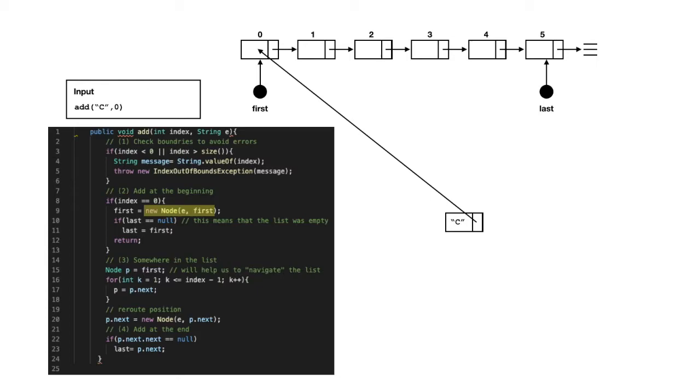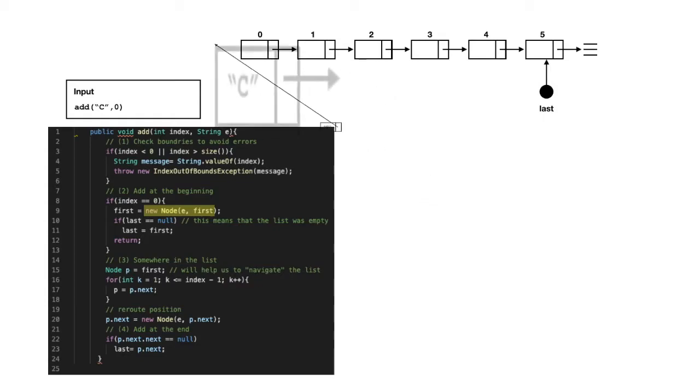Now, I want you to pay attention to the second argument, which is first. If you remember, the second argument in the constructor will be pointing to whoever first is pointing to. That will make the connection. So this piece of code is very important because you're going to create a new node with the value C inside, that's a string, and the dot next will be pointing to whoever first is pointing to. In this case, it will be the node at position 0. So once we do this, ladies and gentlemen, C will point to the same as first.